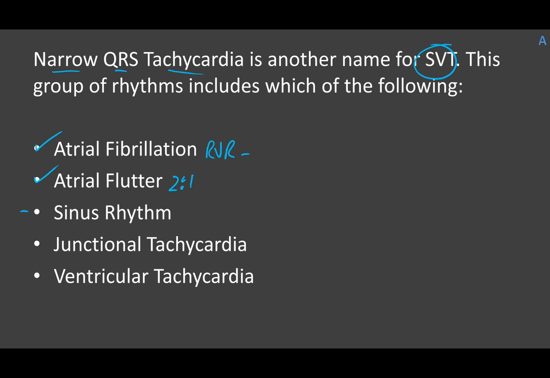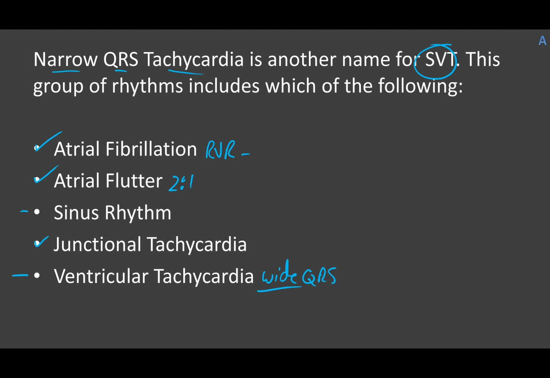Sinus rhythm, I'm going to say no, simply because sinus rhythm is sinus rhythm. Now, a sinus tach absolutely could be part of SVT group if it's going fast enough. Junctional tach, definitely, because it's going fast enough, again, that it can look a lot like SVT for sure. And then ventricular tachycardia, no, because the definition of that is that it has a wide QRS, and so that is why that one is off the list.